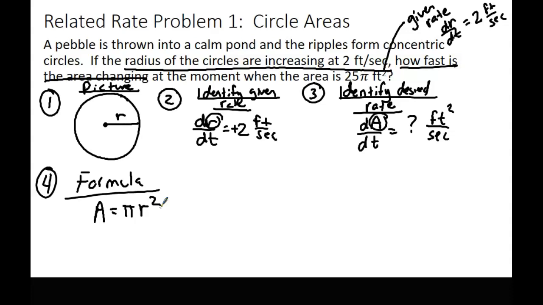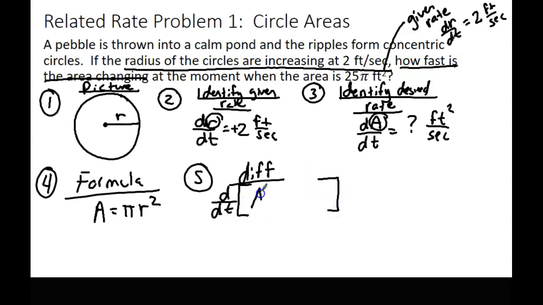All right, so I've got a picture. I found the rate that they give me. I have the rate that I want to find, and now I've got a formula that connects, that relates those two variables. But I don't want to find out how area relates to radius. I want to find how the rate of change of area relates to the rate of change of radius. So that's why we do step 5. What is step 5? Differentiate this thing. So we're going to do d over dt. It's always with respect to time when you're doing related rate questions.